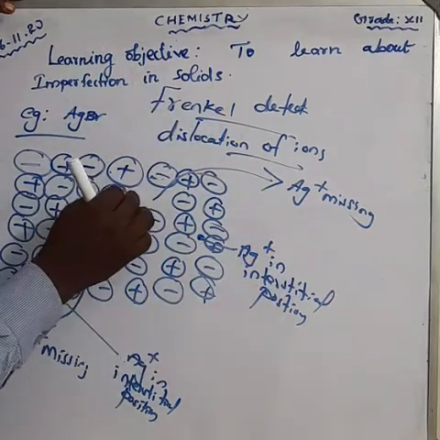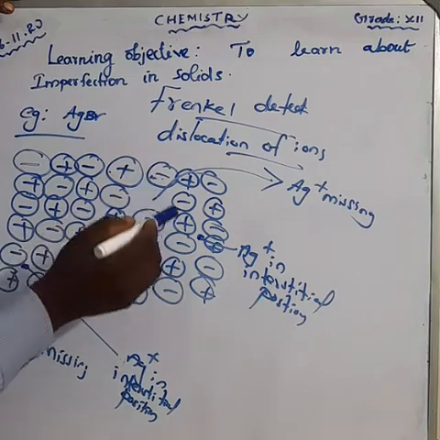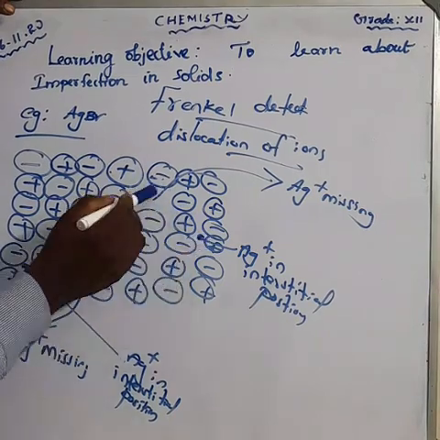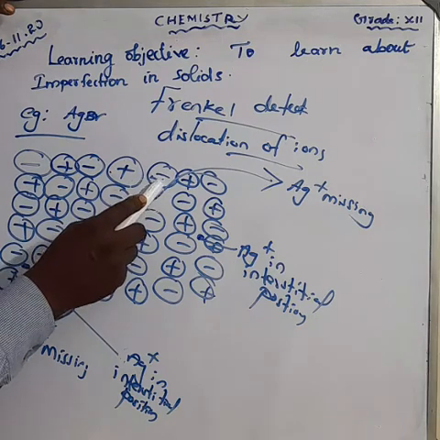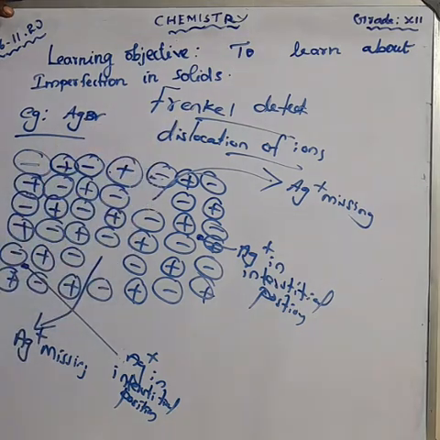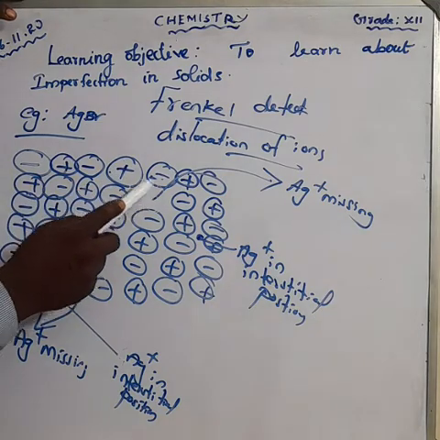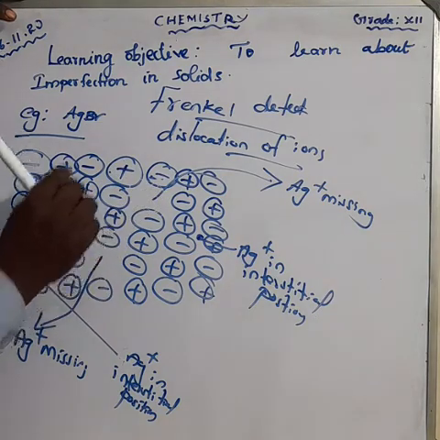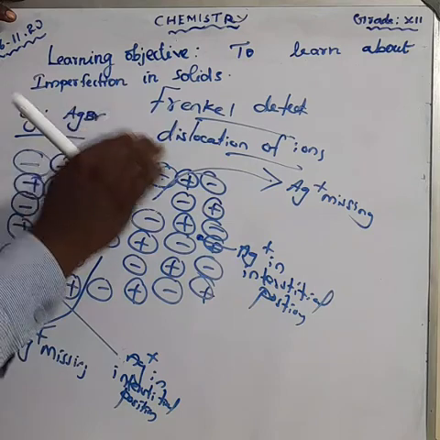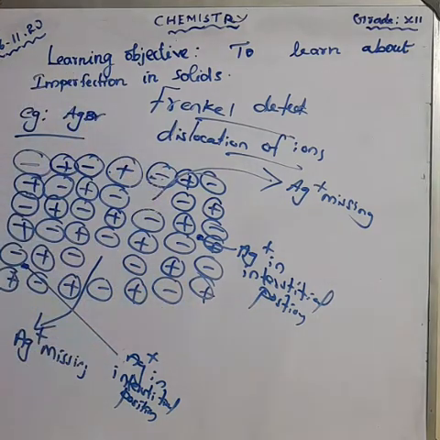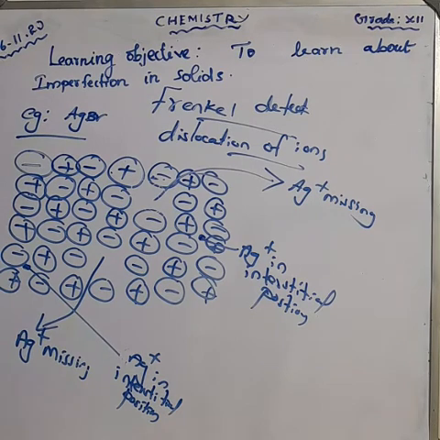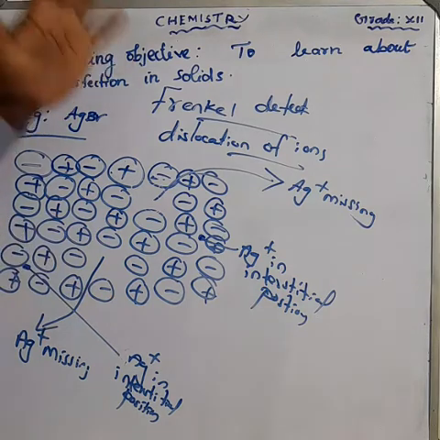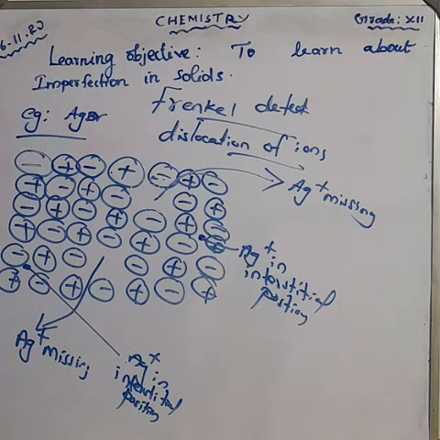Dislocated from the place. In this particular area, Ag plus ions must be present here, but it is dislocated, displaced. We can say displaced from its original place. It is slightly moving from its own place, and it is present in an interstitial position rather than its own appropriate site.